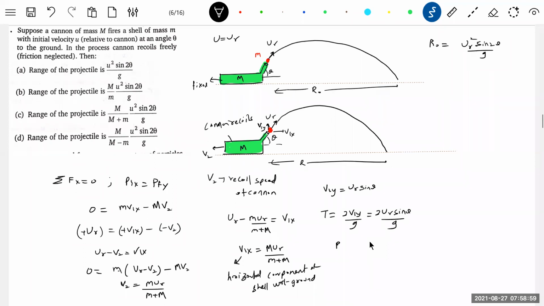So shall we calculate the new range? The new range will be v1x into t. What is v1x? M ur by small m plus capital M. So the new range is M by (m plus M) times 2 ur square sin theta by g.